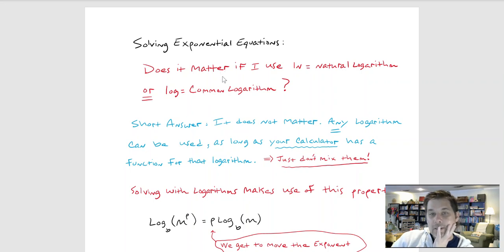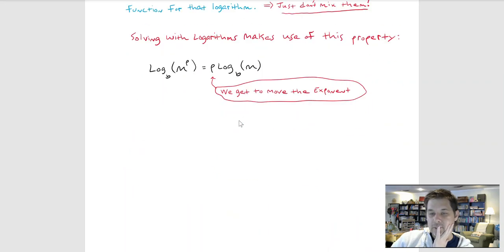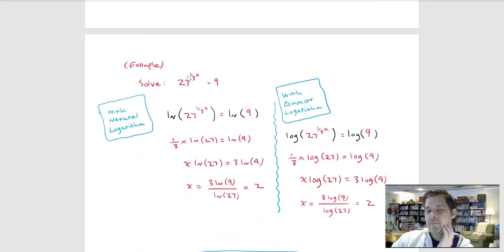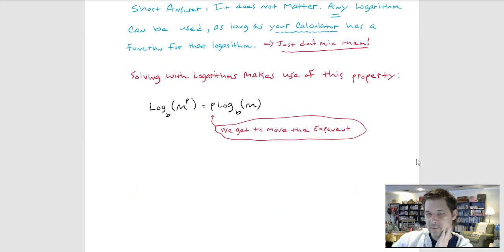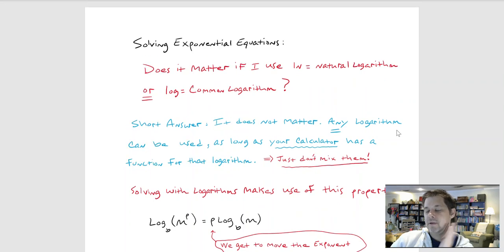But anyway, let's talk today about solving exponential equations, which are equations where the unknown, the thing you're trying to solve for, the x or whatever it is, is in the exponent somehow. Like this one says 27 to the power 1/3 times x. That's an exponential equation. But the issue that I want to discuss is, does it matter if I use ln, the natural logarithm, or log, the common logarithm? Is it going to make any difference at all?